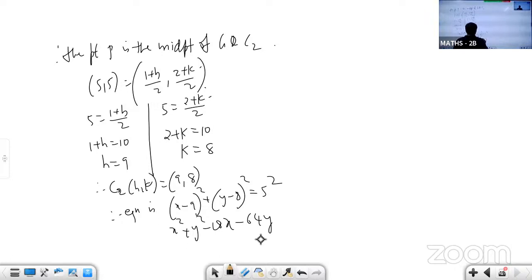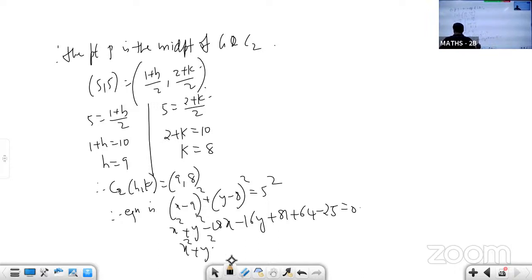That is x square plus y square minus 18x minus 16y plus 81 plus 64 minus 25 equal to 0. That is x square plus y square minus 18x minus 16y, and 81 plus 64 minus 25 is nothing but 120, equal to 0. So this is about long answers of circles. Is it clear, everybody? Right, very important long answers of circles.